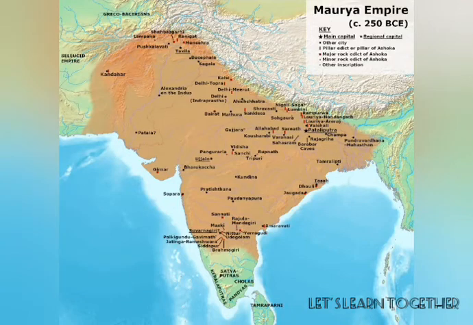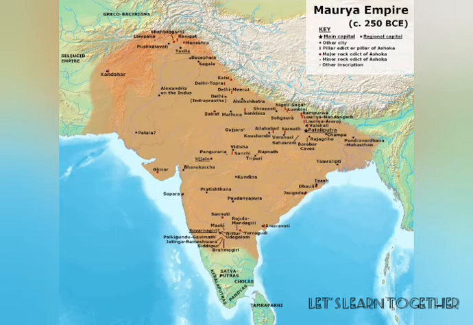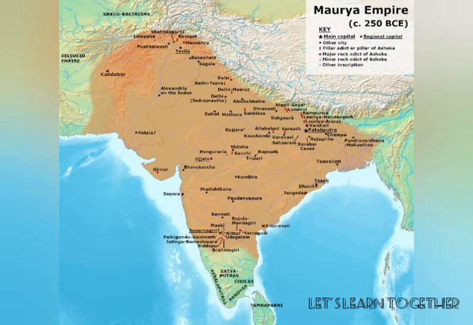Overseas trade was carried on with Rome, Egypt, China, and Sri Lanka. All traders had to pay taxes and customs duties depending upon the value of their goods.